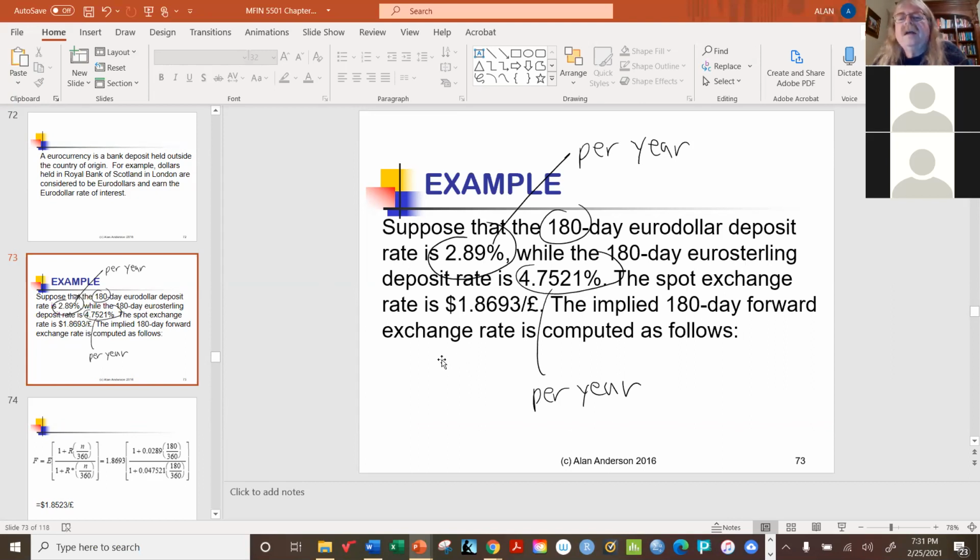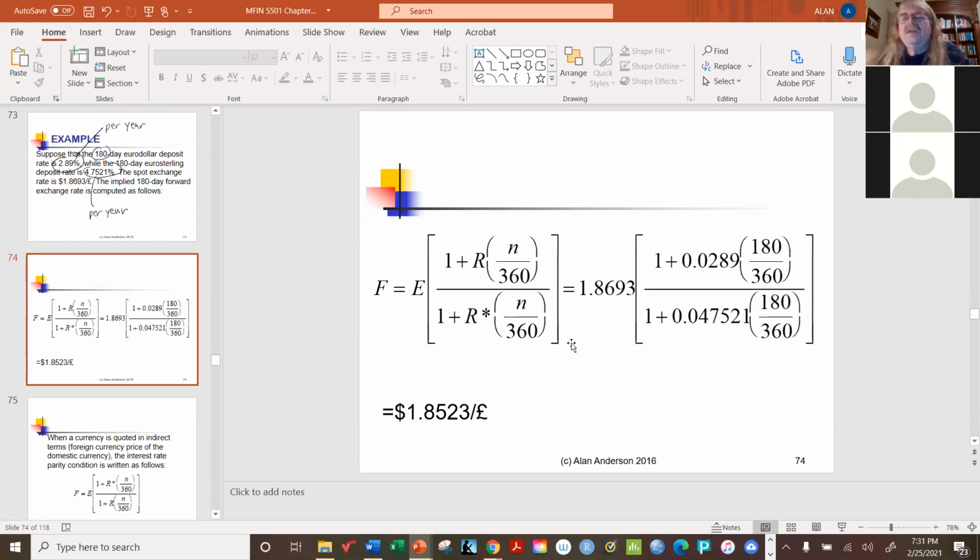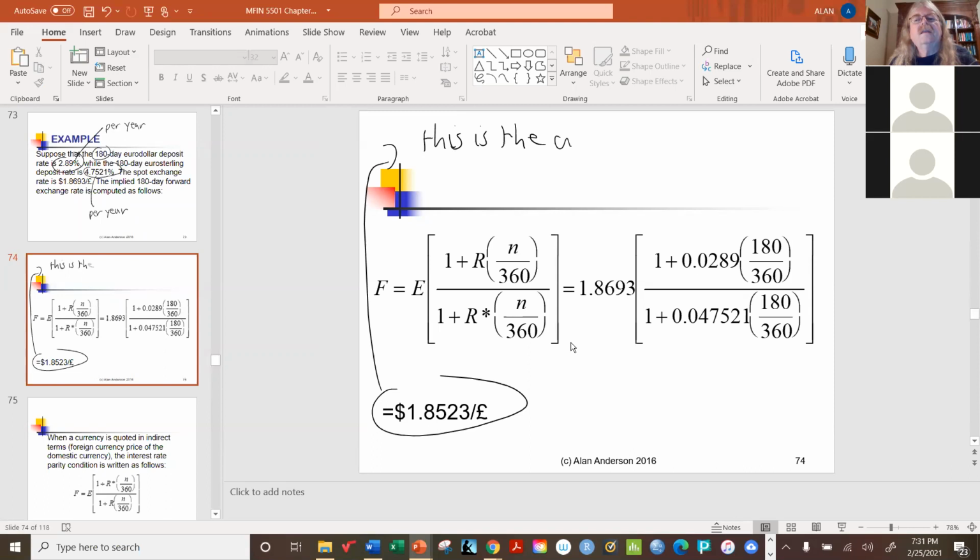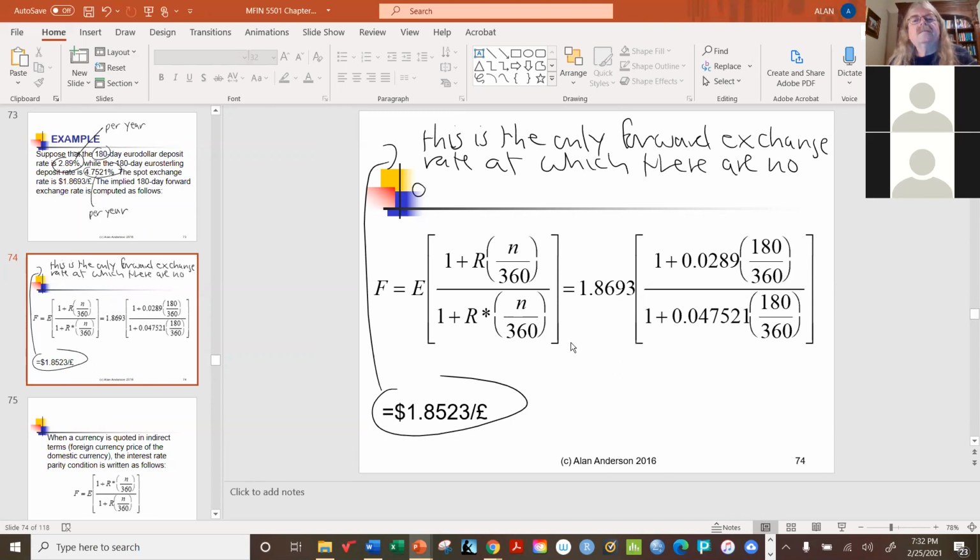So we're going to use this formula to figure out the implied forward exchange rate that should hold over those 180 days. All right, so we plug in the numbers, and if you do a little algebra, you can see that you should wind up with 1.8523. So this is the rate. You can say that this is the only forward exchange rate at which there are no arbitrage opportunities.